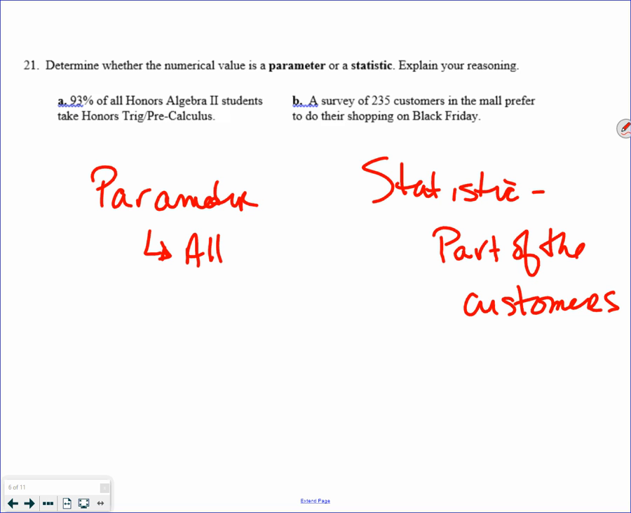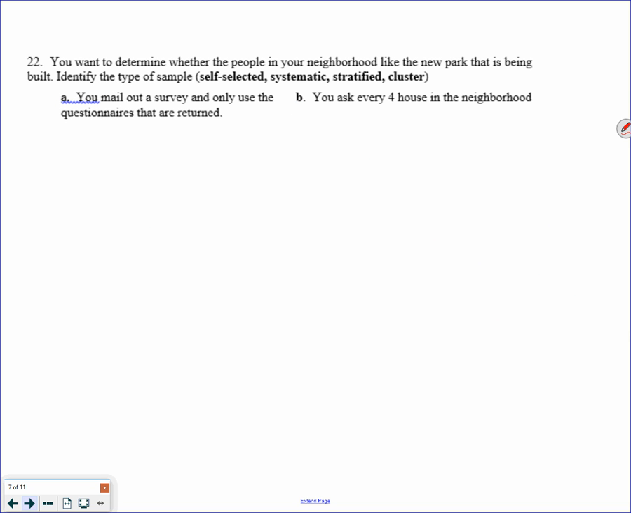Next one. You want to determine whether the people in the neighborhood like a new park that is being identified. Identify the sample, whether it's self-selected, systematic, stratified, or cluster. You mail out a survey, and only the people that return the questionnaire. This would be self-selected. This one is biased because maybe only the people that really care about the situation are actually going to return the survey, and therefore you're not getting a true sample of the people.